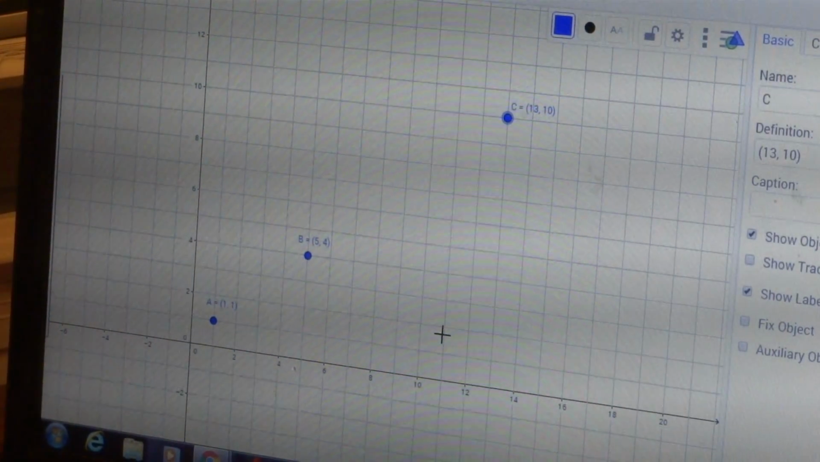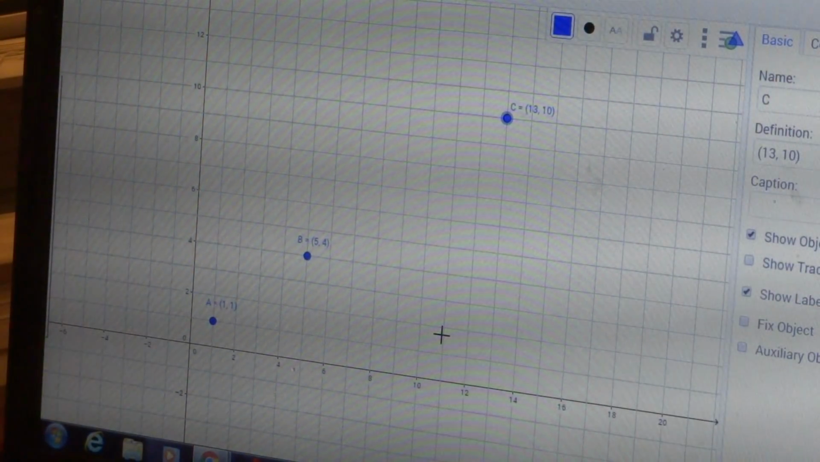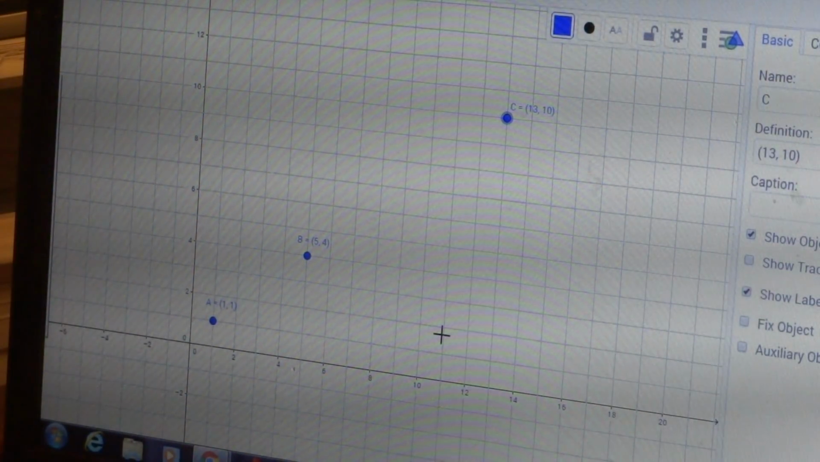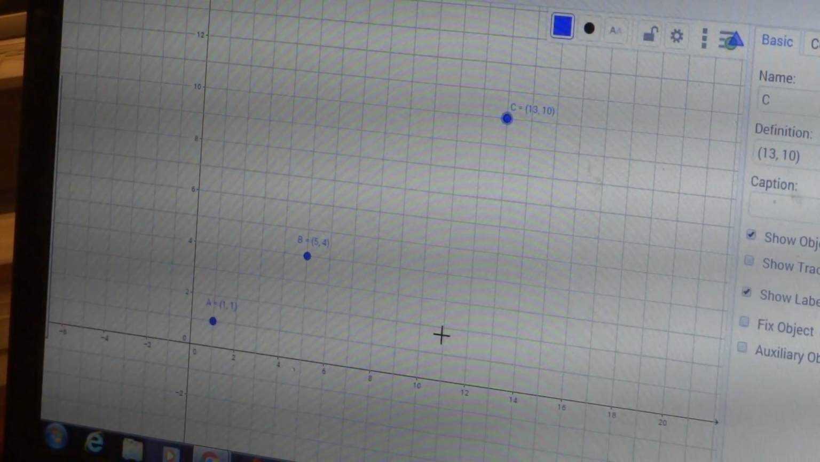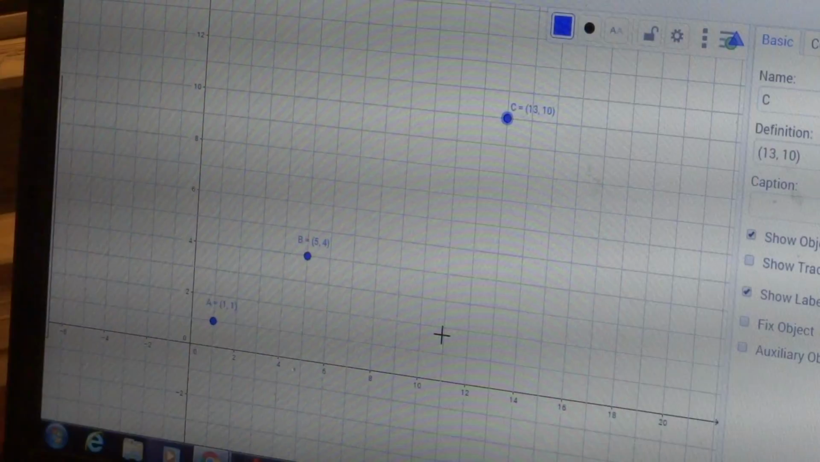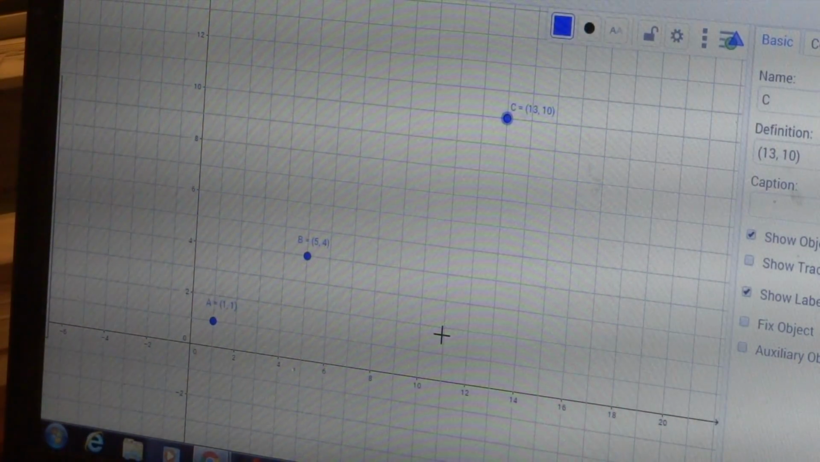This video also goes with 15.1 from the Musser book, and this talks about the collinearity test. So if you remember the definition of collinear, collinear means that all the points lie on the same line. So we need a way to decide if the points will in fact lie on a straight line.